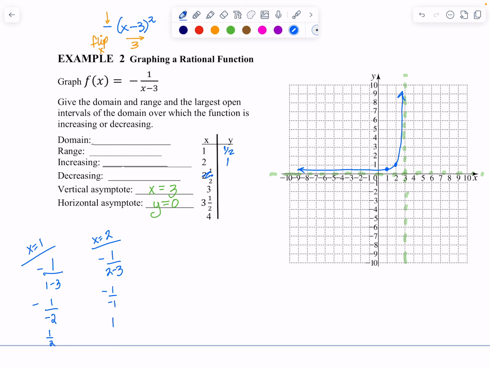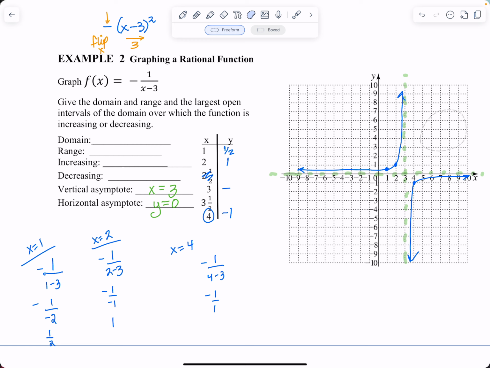If I plug in 3, I'm going to get nothing on the bottom. Let's plug in 4. X equals 4, so I'm going to get negative 1 over 4 minus 3. So that's negative 1 over 1. So that's just going to be negative 1. So at 4, I'm going to be negative 1. I'm going to get really close to my asymptote. I honestly only need 1 point on that side to know whether it's going to be above the horizontal asymptote or below the horizontal asymptote.